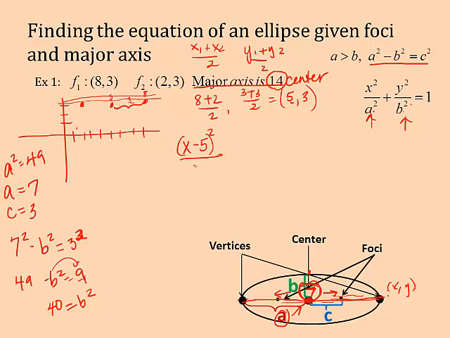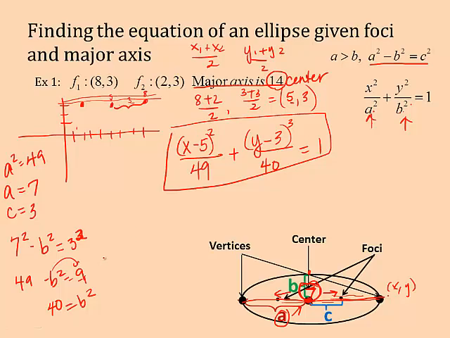Squared over a squared. What was a squared? 49. Plus y minus k squared. What is k? It's 3. Over b squared, and we already said b squared is 40, equals 1. There's my equation for my ellipse. All right? There's a lot to think about here. Just take it in baby steps and you can do it.